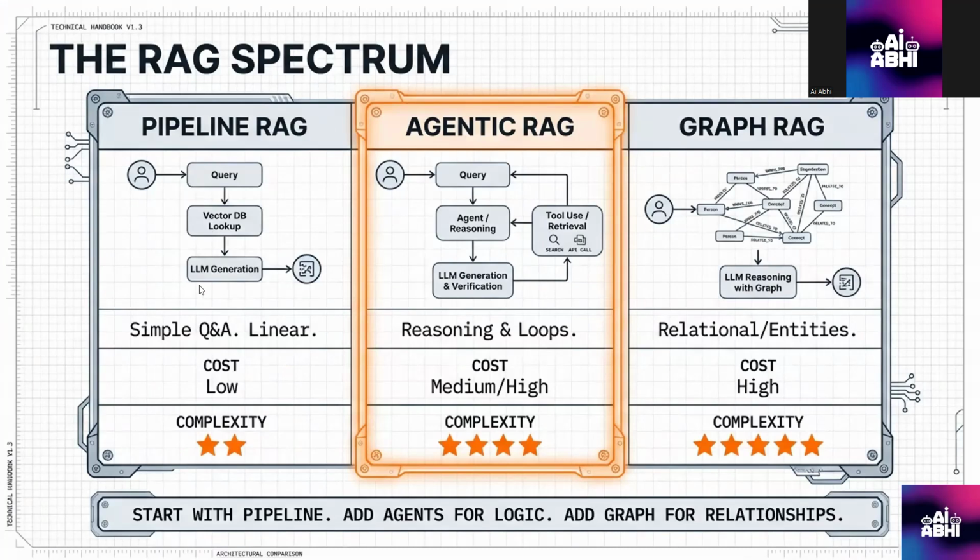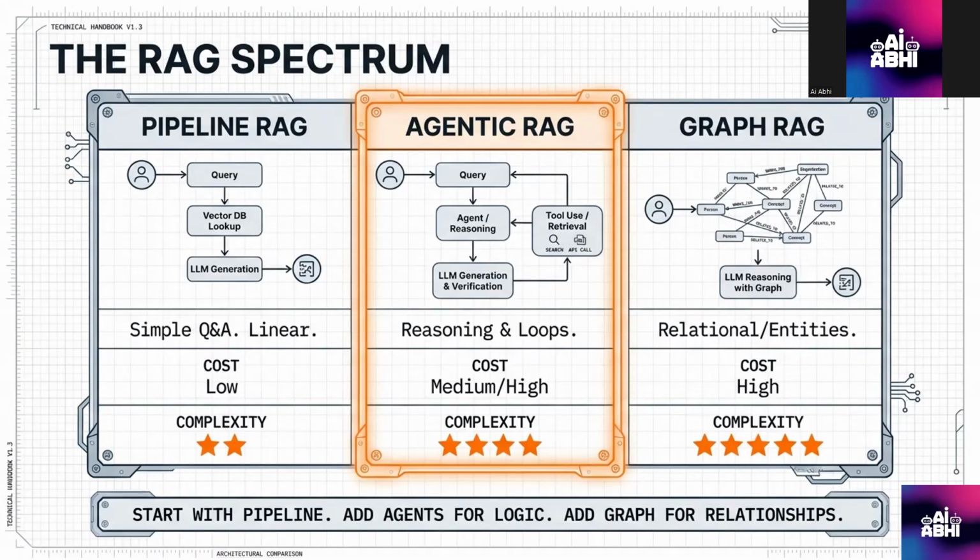The pipeline RAG is for simpler Q&A, FAQ, single-hop ones. Agentic RAG can be used for multi-hop, complex, multi-source queries also. And graph RAG is used for relationship queries, where entity connections are there. For example, AI Abhi is working at this particular company in this role, so there is a relationship between them. That is best for those.